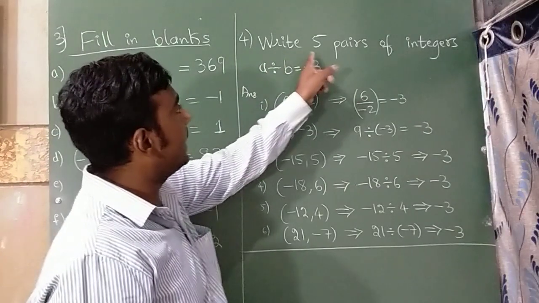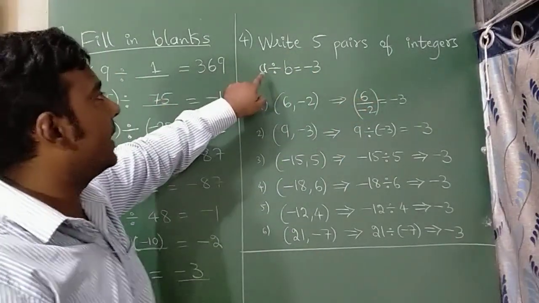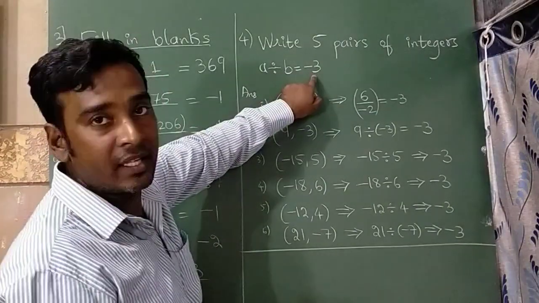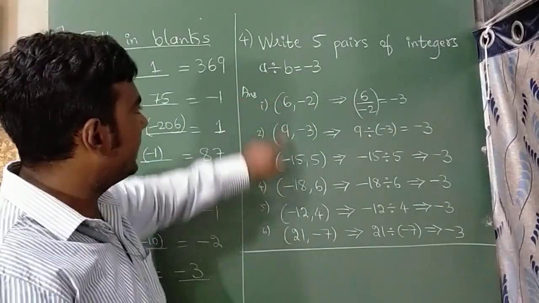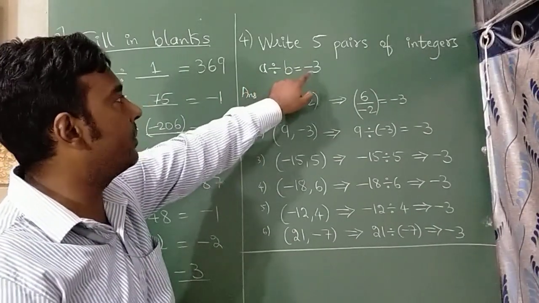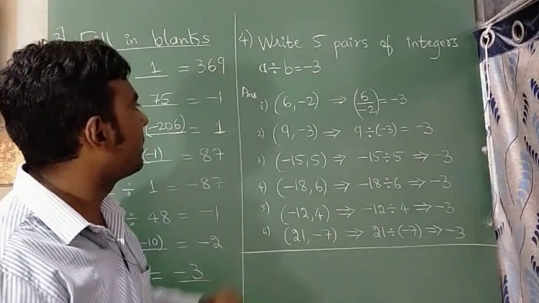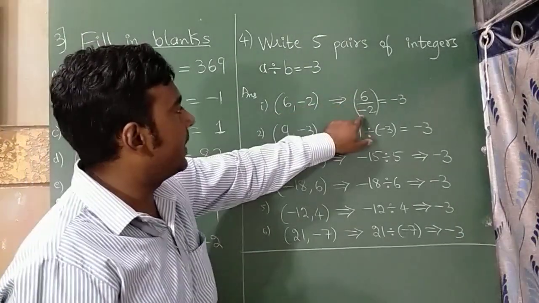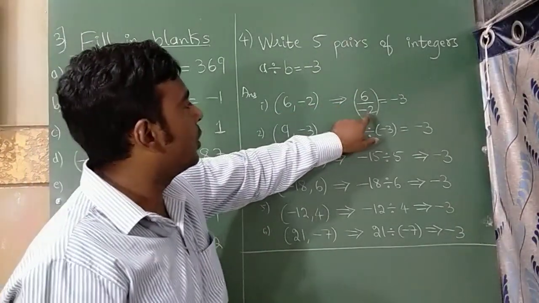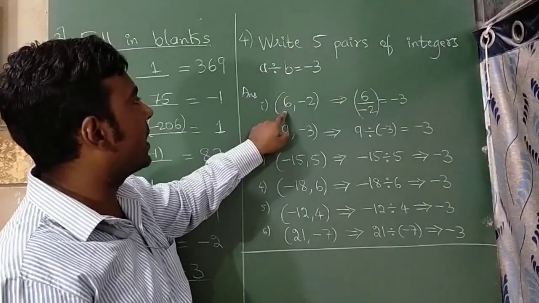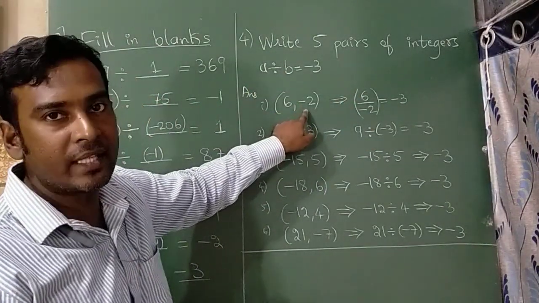Now fourth question, write 5 pairs of integers in this form, that is a divided by b is equal to minus 3. It means you need to write these pairs, finding a value and b value suitably, to get the answer minus 3. Now 6 and minus 2. So 6 divided by minus 2, that is minus 2, 2 ones are 2, 2 threes are 6, so minus 3. So I have got minus 3. So a value has become 6, b value has become minus 2.